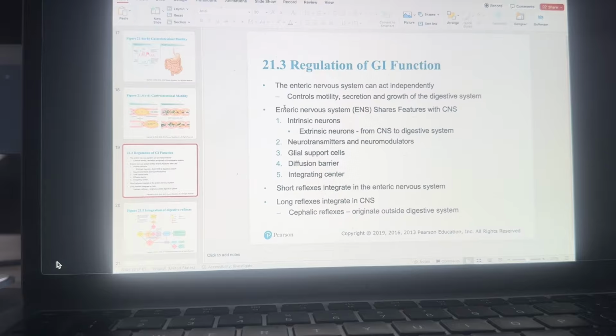All right, and so your GI tract is actually controlled by your nervous system. It has some type of association with your nervous system, right? That is called the enteric nervous system, and it can act independently. It has some control of motility, secretion events, and also growth of the digestive system, right? So your digestive system is dynamic, and it could grow, it could get stronger, it could get weaker, right?